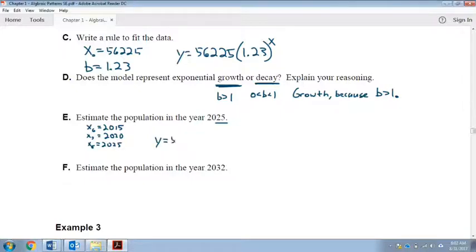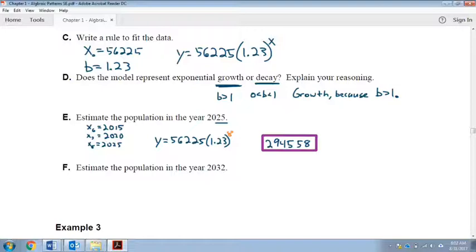So y equals 56,225 times 1.23. That's your equation. For the x value, I'm going to plug in an 8. So 56,225 times 1.23, hit the caret button to get that exponent to the 8th, and you get a decimal, but we're going to round to the nearest whole number because you can't have half a person. 294,557.6, so I'm going to round that to 294,558. That's the estimated population.